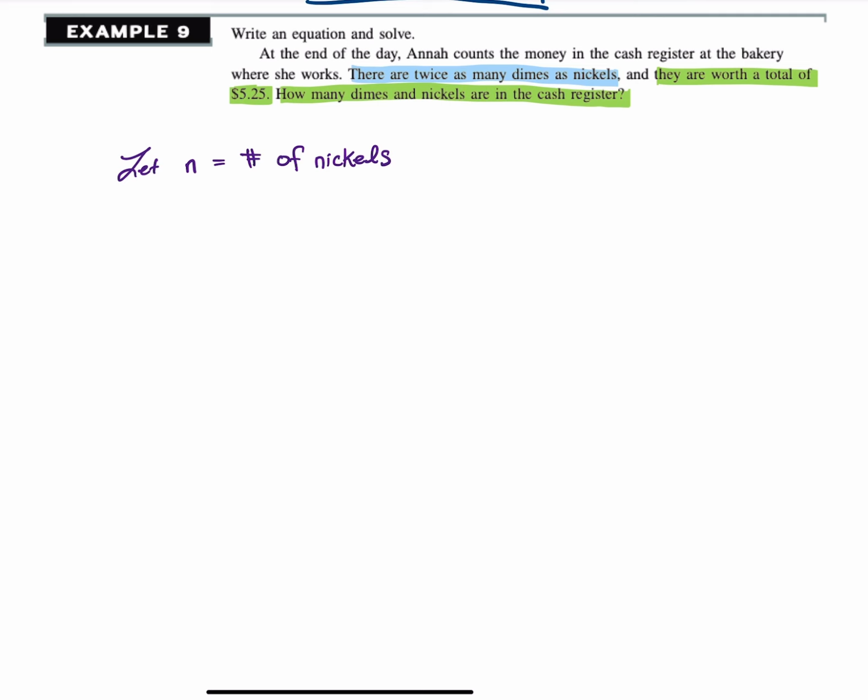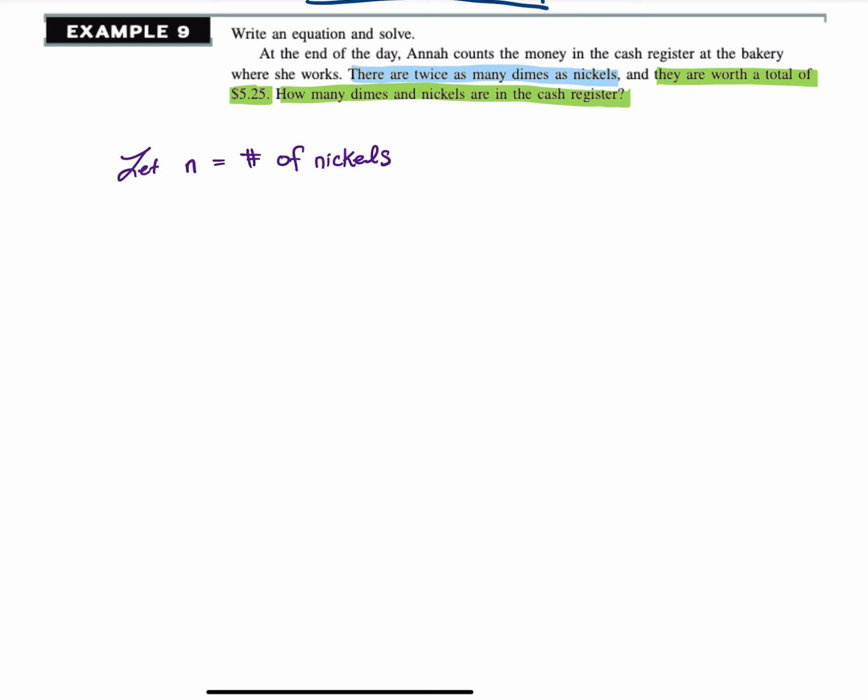And then it says there's twice as many dimes as there are nickels. So this can be a little bit tricky. But the number of dimes should be twice as much as the nickels. It seems kind of backwards to say that. Like it's tempting to say, oh, there's twice as many dimes as there are nickels, so 2 times d would equal n. But that would actually be the backward statement. That would be saying the number of nickels is twice the number of dimes.